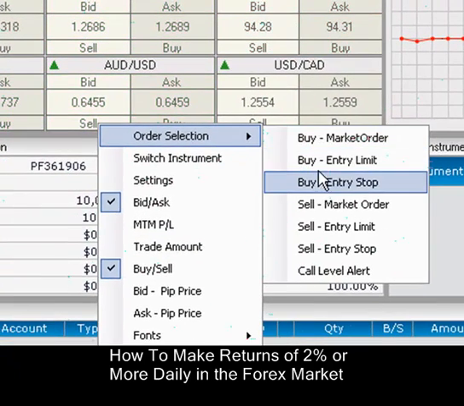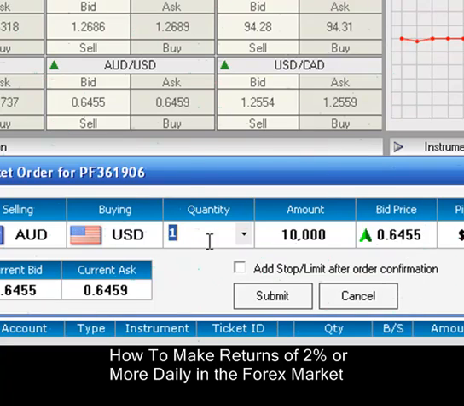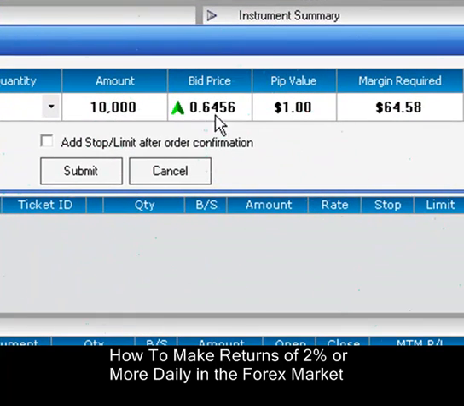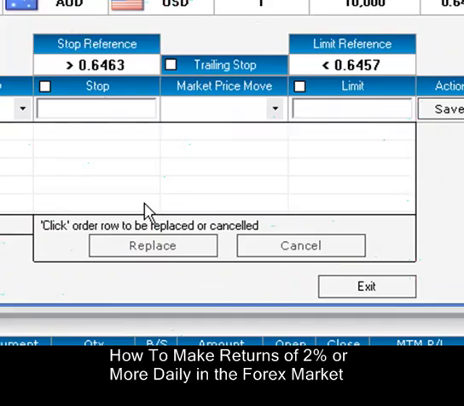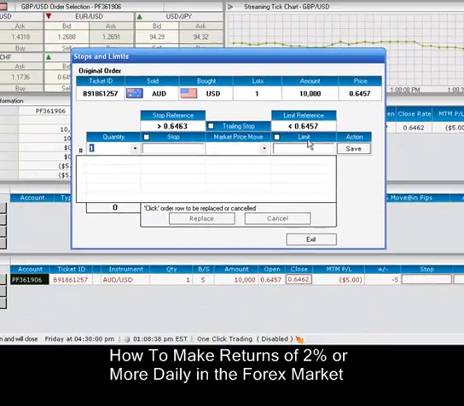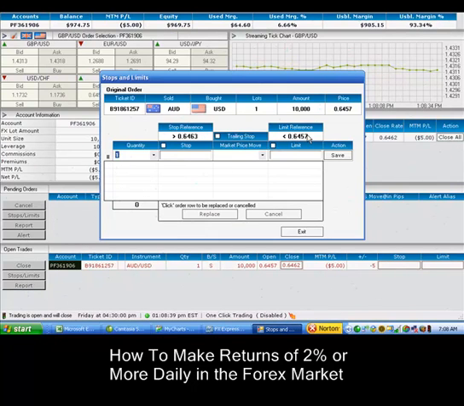My order, sell a market order, one lot here. We've got a good price, 64.56. Okay, I'm going to submit it. Alright, so now our limit is going to be 25 points away from here.